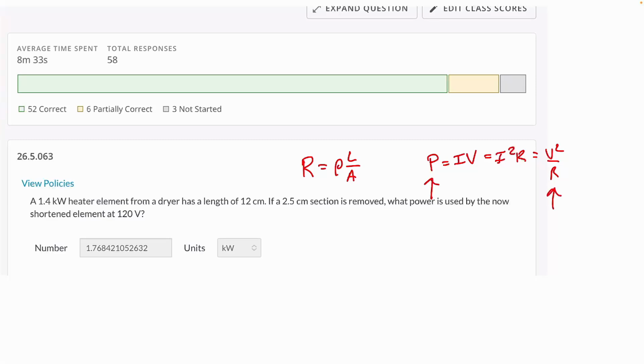And I know the voltage, I can find the resistance. And then once I know this resistance, and I know this length, I can solve for what this is. That's going to stay the same for the new one, but we're just going to take this and make it 10 centimeters, which then gets me a new resistance, which I then put back over here to find the new power.